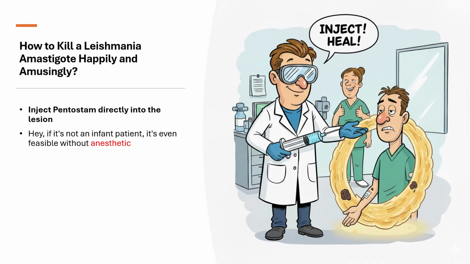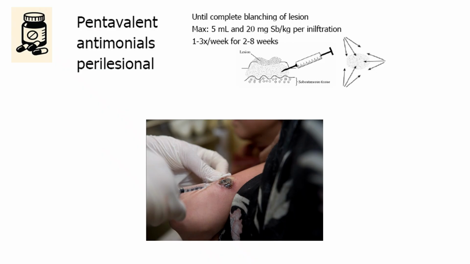Inject pentostam directly into the lesion. For localized cutaneous lesions, paralesional infiltration with pentavalent antimonials is a common therapeutic choice. The procedure involves injecting the medication directly into the edges of the lesion until complete blanching is achieved, typically performed 1 to 3 times a week for up to 8 weeks.